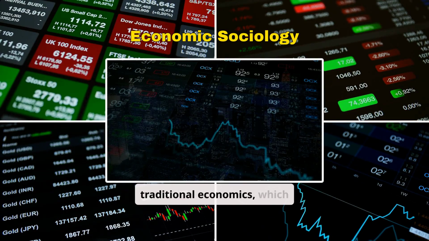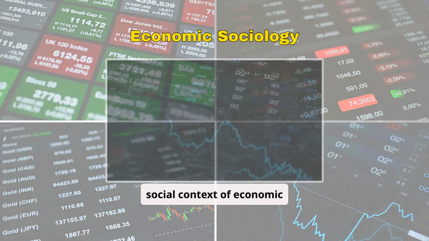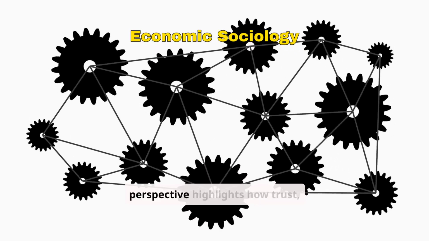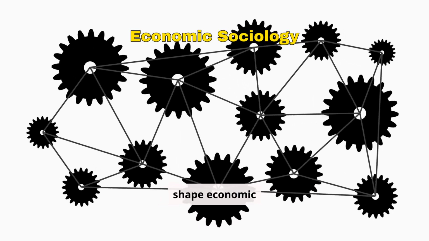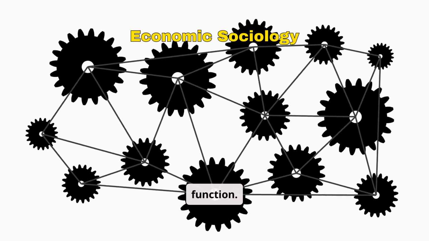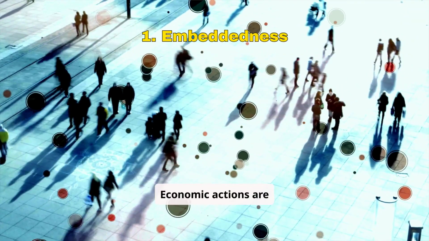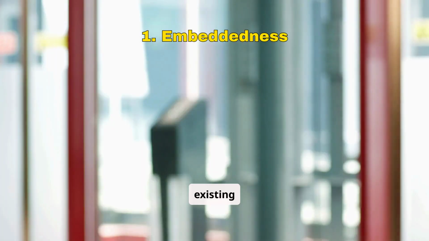Unlike traditional economics, which often focuses on rational decision-making and market mechanics, economic sociology emphasizes the social context of economic activity. This perspective highlights how trust, power, culture, and networks shape economic outcomes, offering a richer understanding of how economies truly function. Economic actions are deeply tied to social networks and relationships, rather than existing independently.